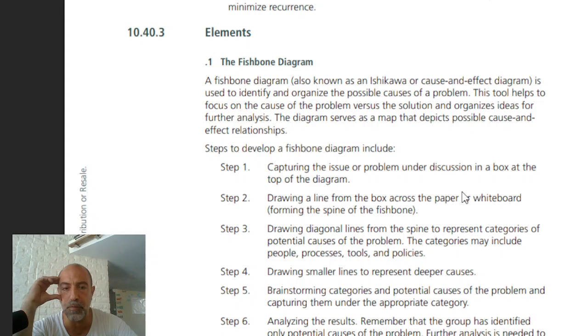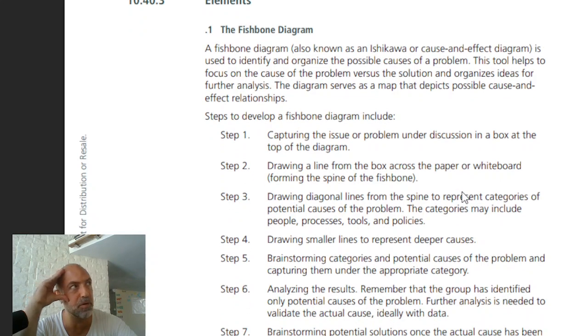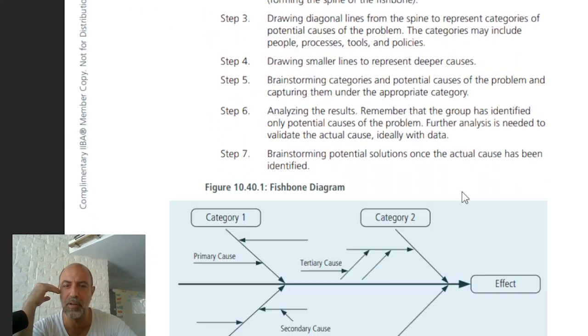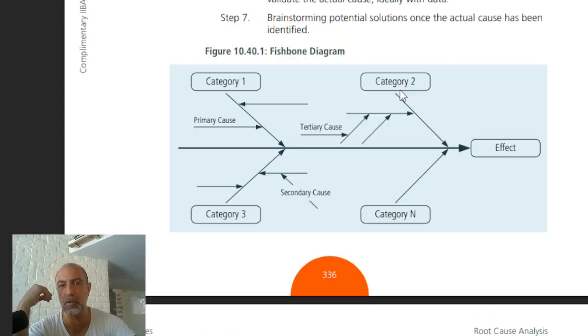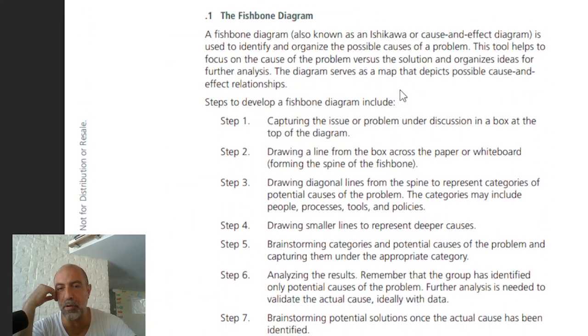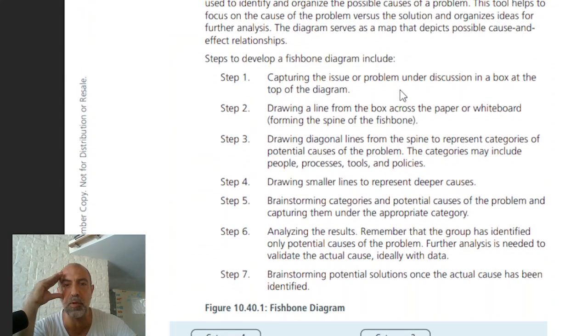What are the elements? Well, the fishbone diagram. I remember it, we talked about it at one point, I'm sure. Because it looks like a fish, like everything that contributes to the process and everything that could be a problem. It looks like a fish head with bones coming outside. But anyway, step one, capturing the issue of a problem under discussion in a box. The fishbone diagram is also known as the Ishikawa cause and effect diagram. It is used to identify and organize possible causes of the problem. The tool helps focus on the cause of the problem versus the solution and organizes ideas for further analysis.